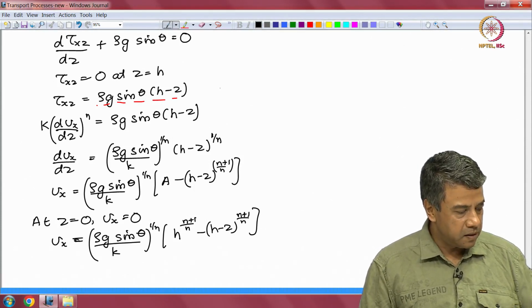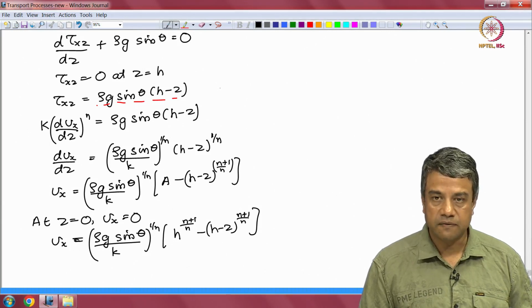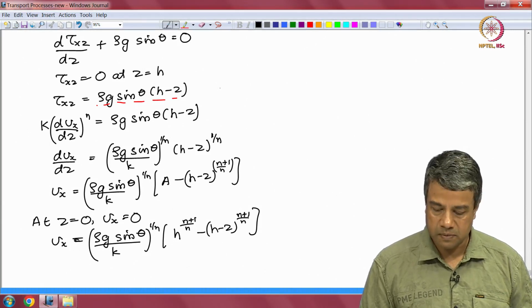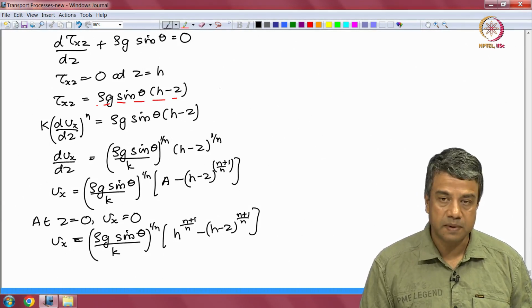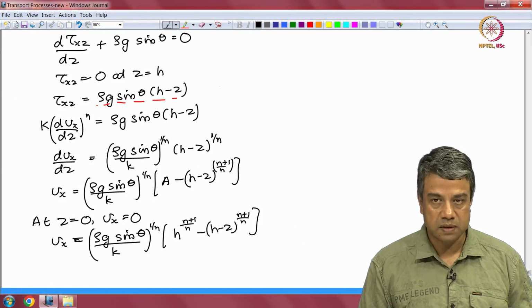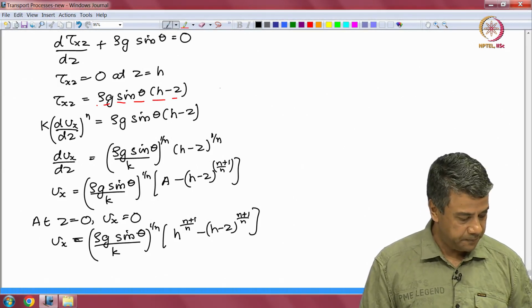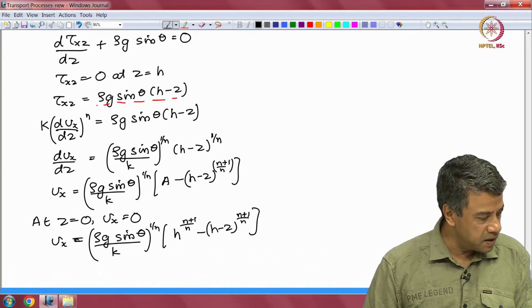Recall that this reduces to the same that we had earlier if n is equal to 1 and k is equal to mu, because in this case the exponent of rho g sin theta will just be 1 and the exponent of h will be 2, which was the relation that we had earlier. So, this is the velocity profile.